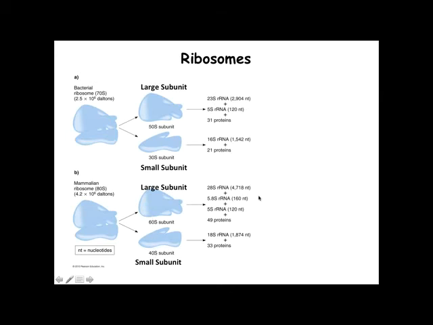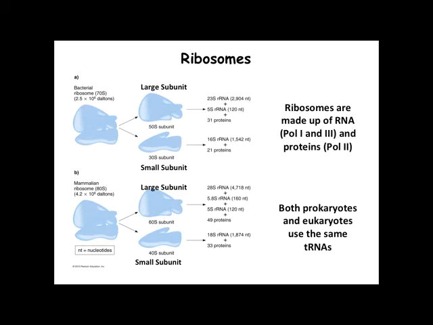And then there are these other ribosomal RNAs that differ in size as well, and the number of proteins are slightly different. But these ribosomes, the large subunit and the small subunit in each of these types of organisms, are different. Both prokaryotes and eukaryotes use the same tRNAs because we know that the genetic code is universal. And we know also that ribosomes are made up of RNA.